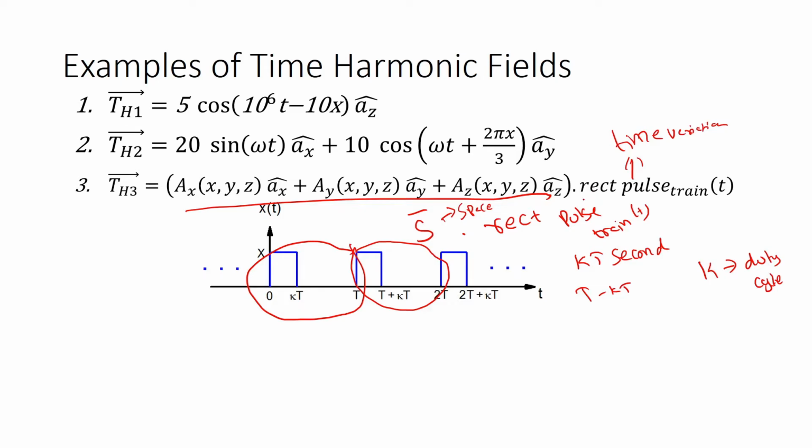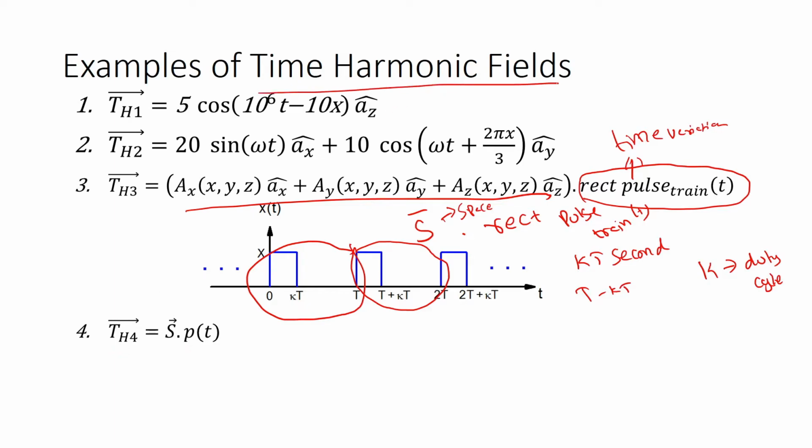Note that this rectangular pulse train need not be the only periodic signal. It can also be any periodic signal p of t. So any static field which, when multiplied by a periodic signal p of t, would give you a time harmonic field. Any static field when multiplied by a periodic signal would give us a time harmonic field. So now, to analyze any time harmonic field, we should be analyzing this periodic signal and this static field.